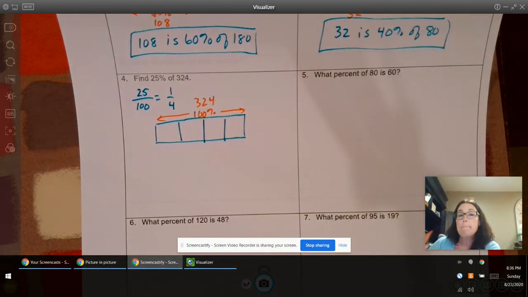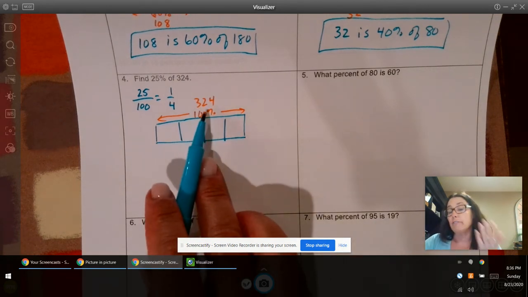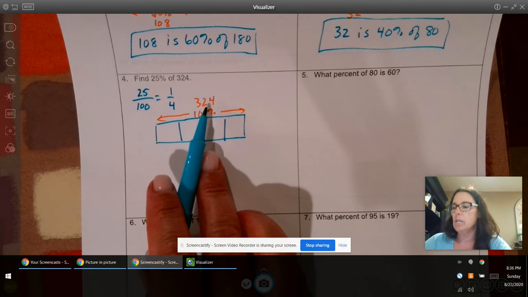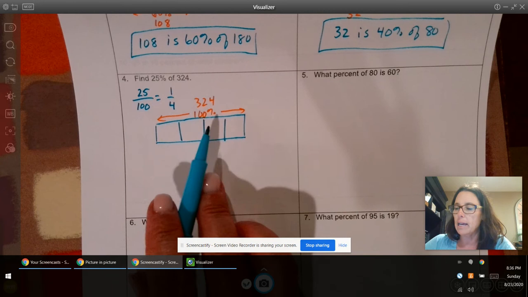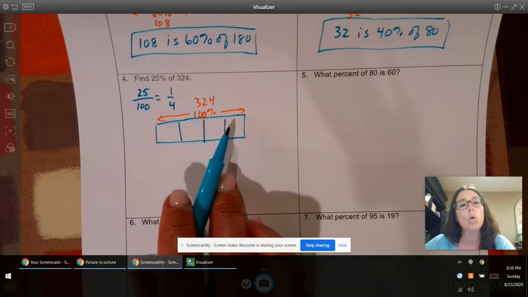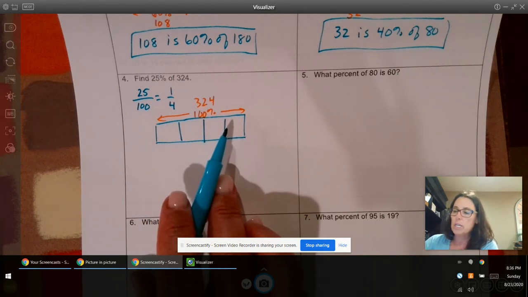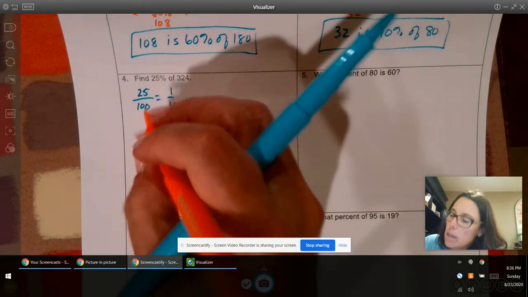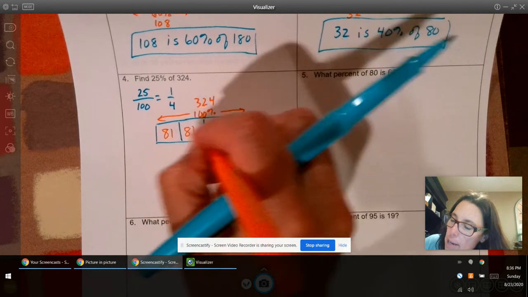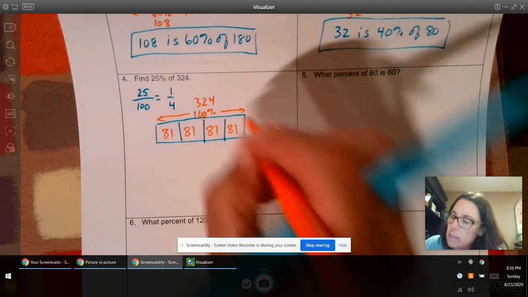Okay, magic number, that's the key to the problem. How do you find the magic number, you ask? You take the 324 total and divide it by however many boxes there are, 4. So 324 divided by 4 comes out to be a magic number of 81.